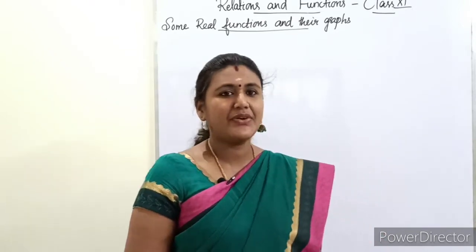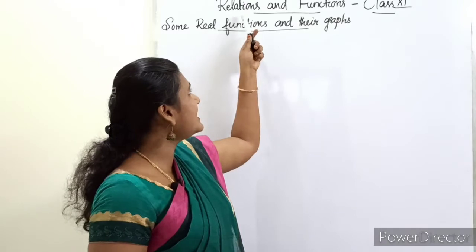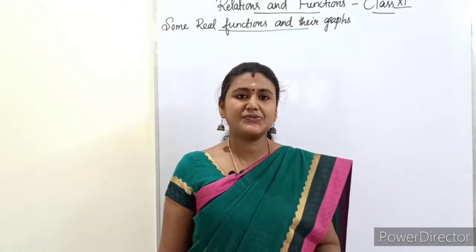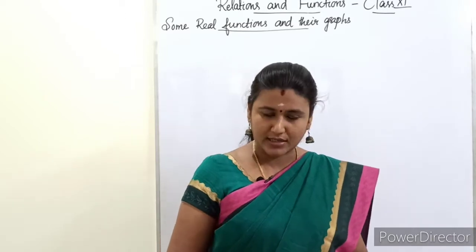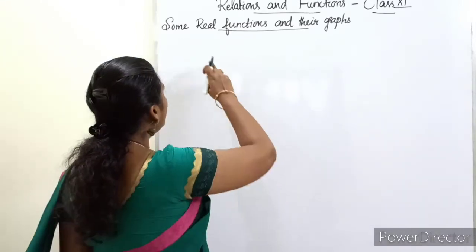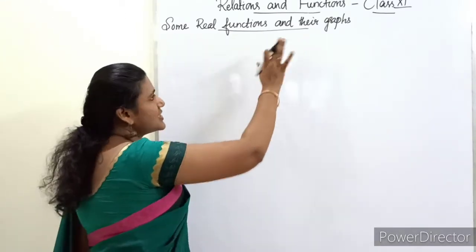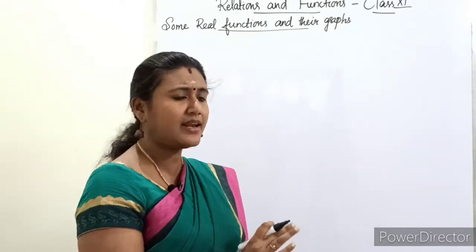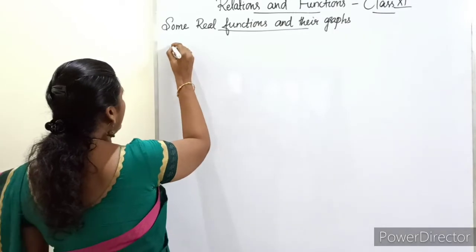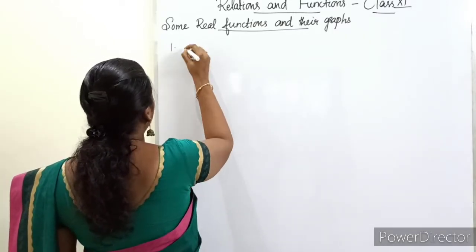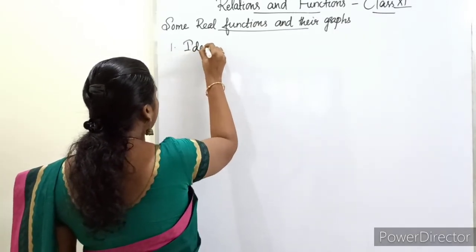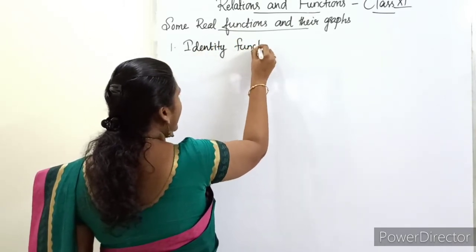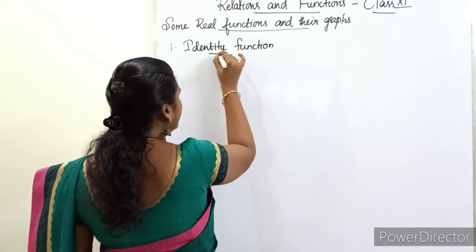In today's class, we will continue with the chapter Relations and Functions of class 11. In my previous class, we completed the topic functions, and today we are going to see some real functions and their graphs. So now we will start with the functions and their graphs. The first function is the identity function. What do we mean by identity function?